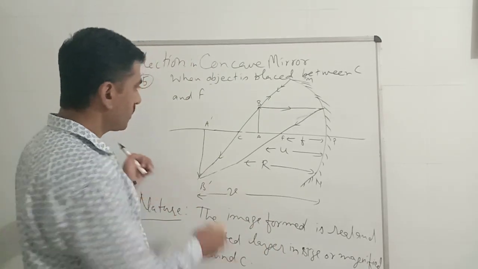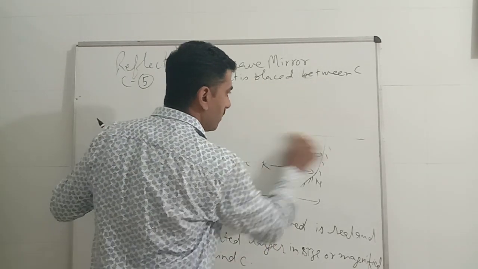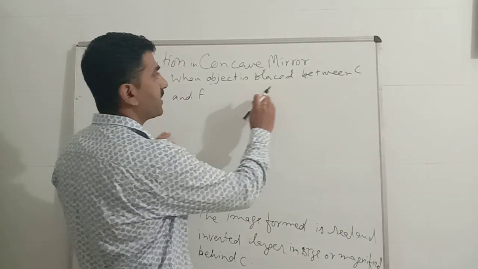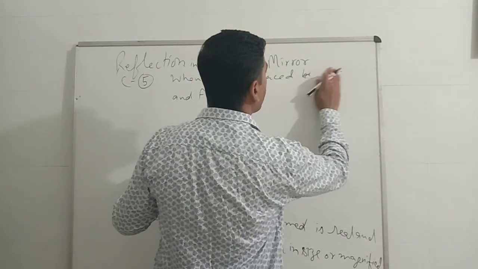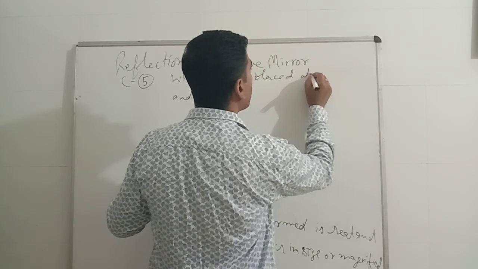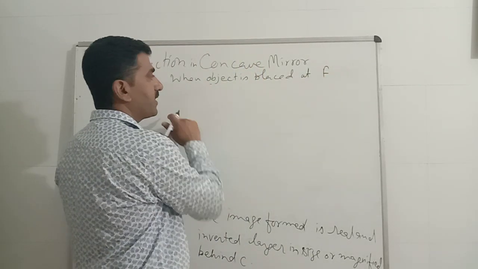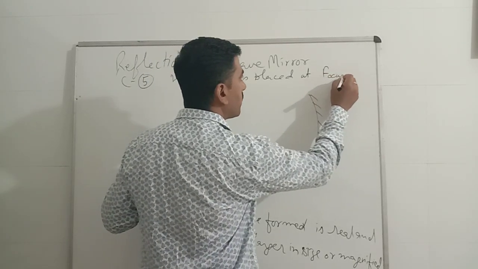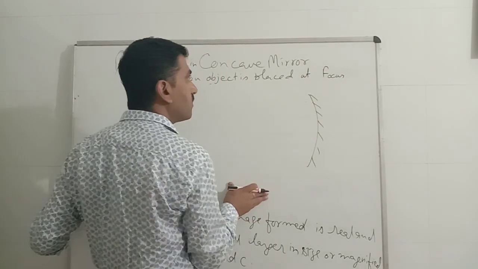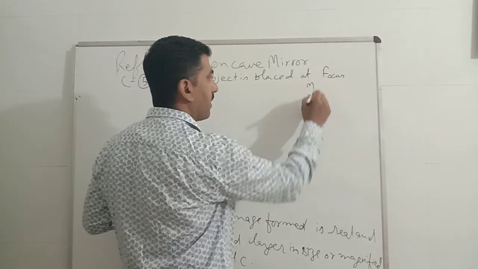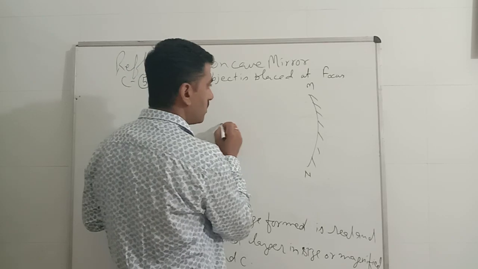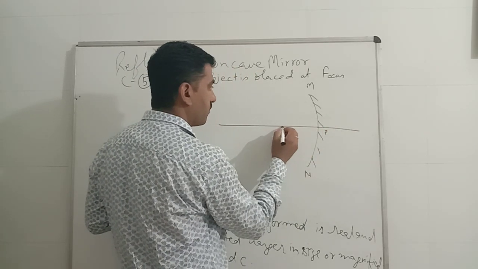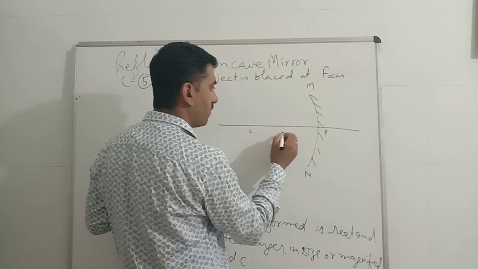Let's find out. So the next case is when the object is placed at F, at focus, F-O-C-U-S. Where is the image formed? So this is your MN, this is the aperture, and this is your principal axis. It's passing from the focus and center of curvature.